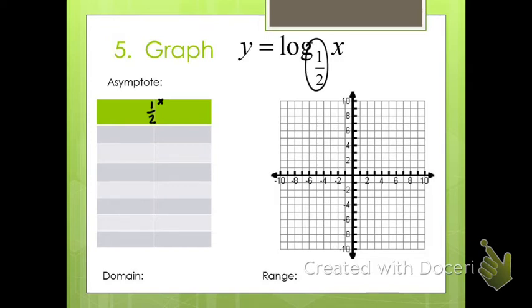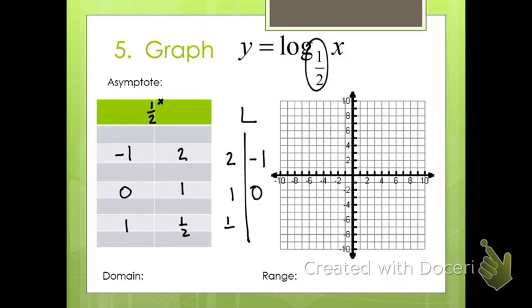If there's any other numbers, we'll worry about those at the end. But let's go ahead and plug in our numbers, -1, 0, 1. If I plug those in, I'm going to get 2, 1, and then 1/2, right? 1/2 to the negative first, 2. So my logarithmic equation, or my t-chart, is going to be 2, -1, 1, 0, and 1/2, 1.